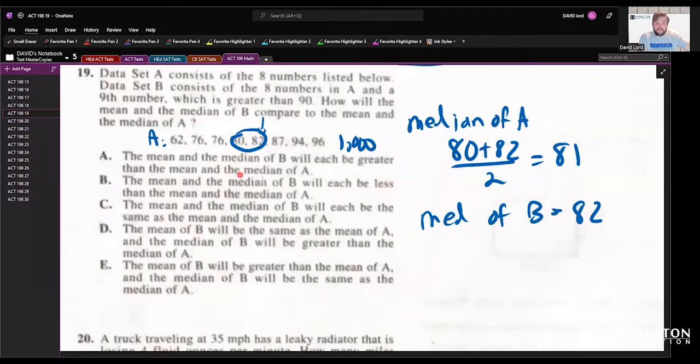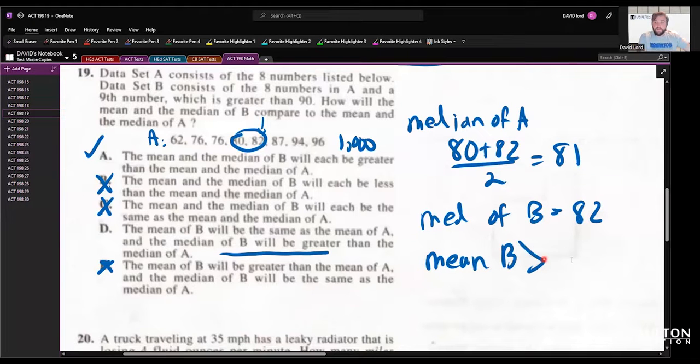So looking at the answer choices, I know that the median of B will be greater than the median of A, so A makes sense. B we can cross off. C we can cross off. D, it could be true. And E we can cross off. So let's look at the mean. Well, we could actually calculate the average, or you can suppose that adding a very, very large number will make the mean of B be greater than the mean of A. So in that case, it means our final answer is A.